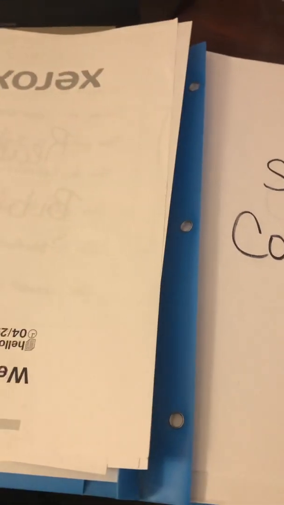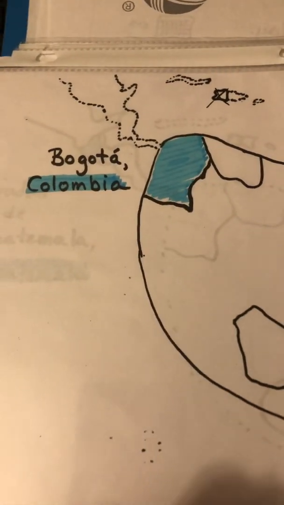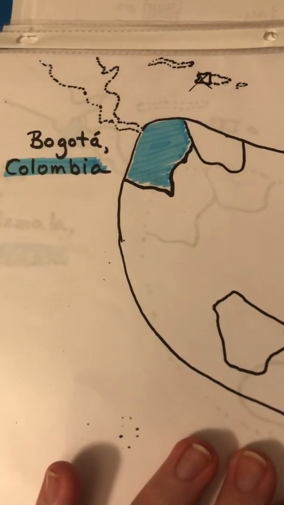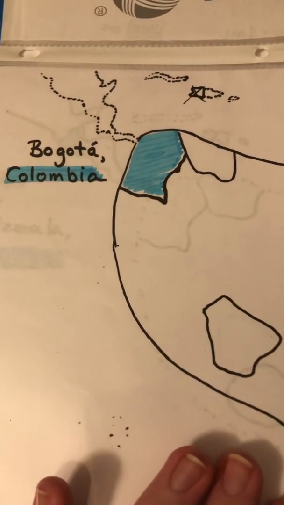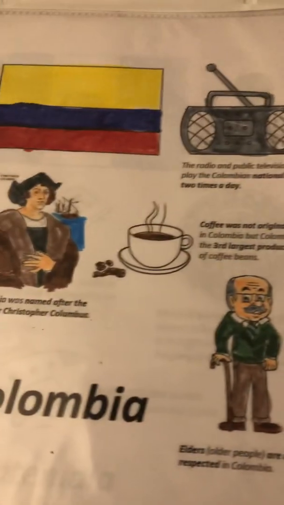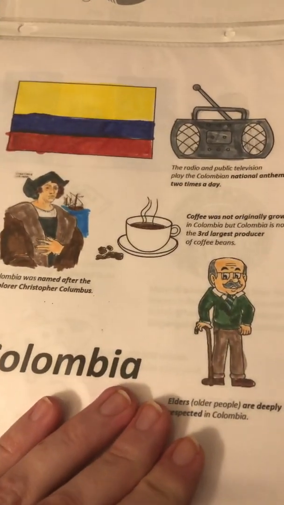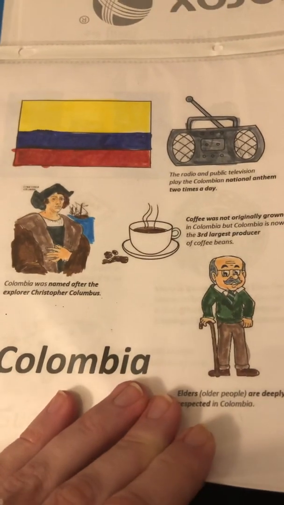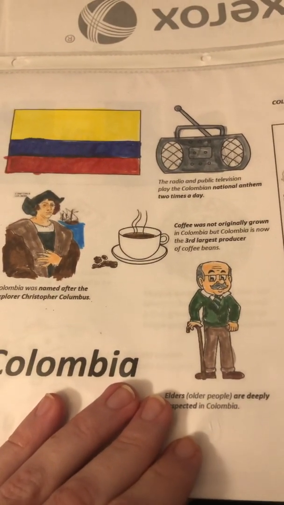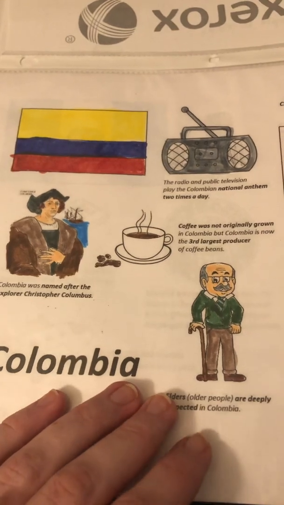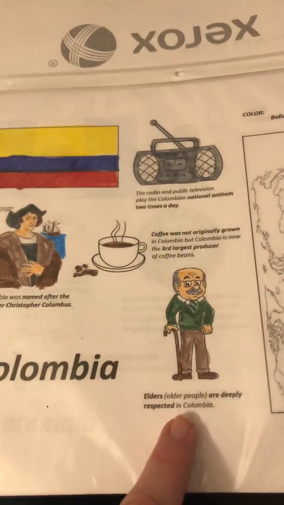Okay, our country for this week is Colombia, and that's not it either. There it is. Okay. So Colombia is at the top of South America. It touches Panama, where the Panama Canal is. Colombia is the third largest producer of coffee beans, and the national anthem is played 2 times a day. Elders are deeply respected.